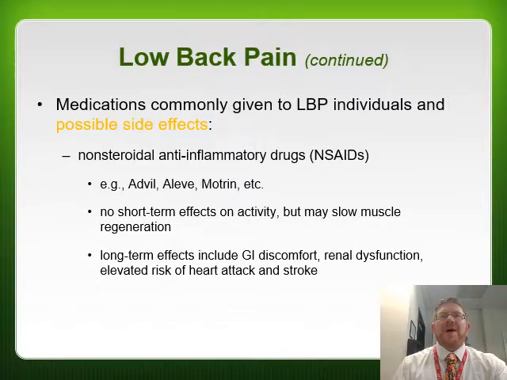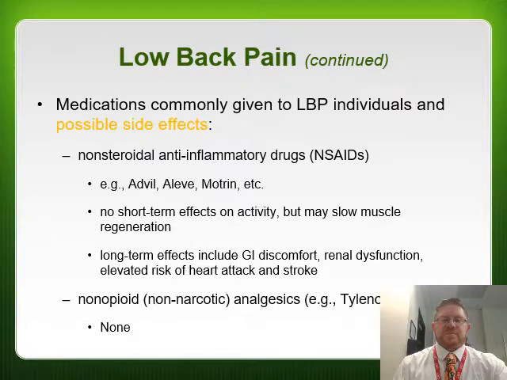How much better off you will be, because all your aches and pains, you can help to alleviate them by having a strong body. You can also take some non-opioid analgesics like Tylenol, and there are no necessarily known side effects there for Tylenol. It's not considered as strong.